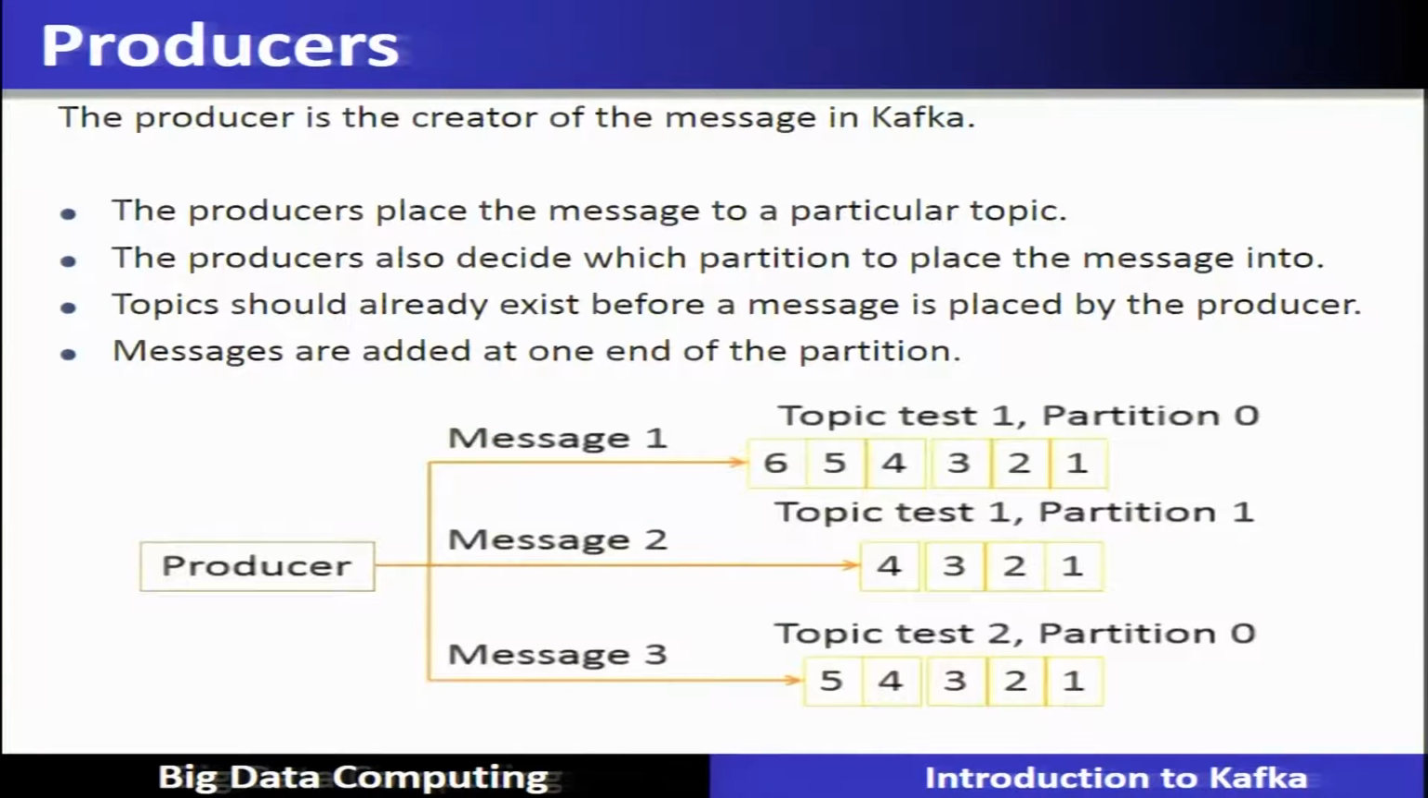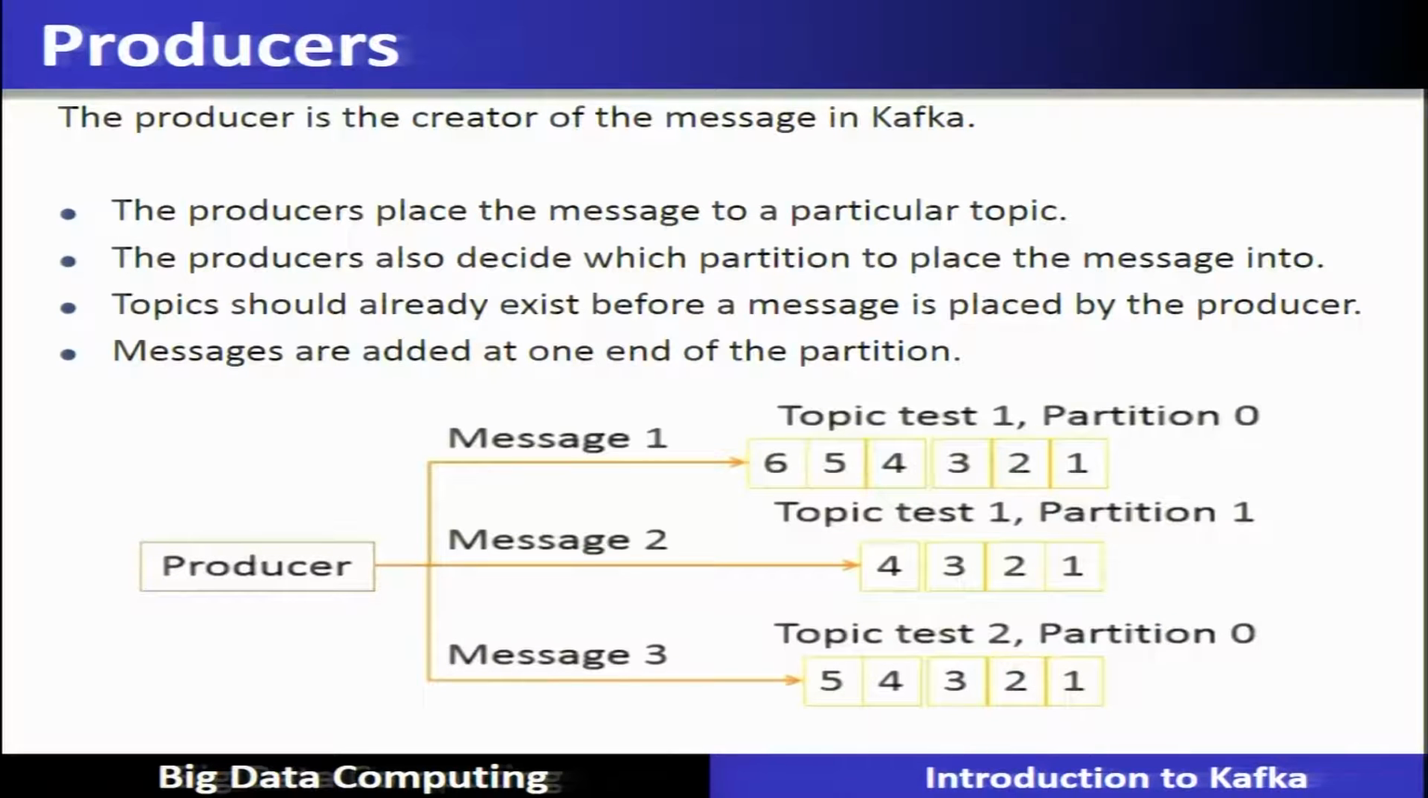Now let us see the producers. The producer is the creator of messages in Kafka. The producer places the message into a particular topic. Producers also decide which partition to place the message into, and the topic should already exist before a message is placed by the producer. Messages are added at one end of the partition.